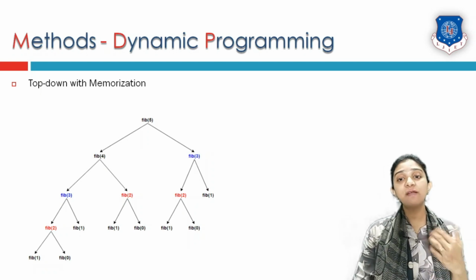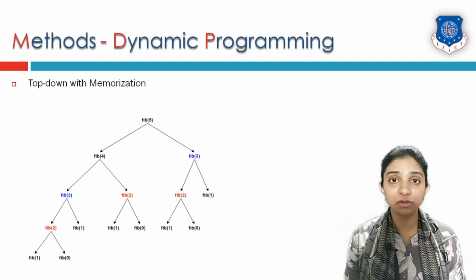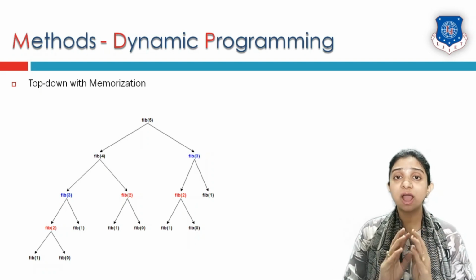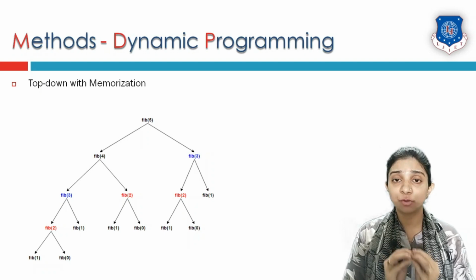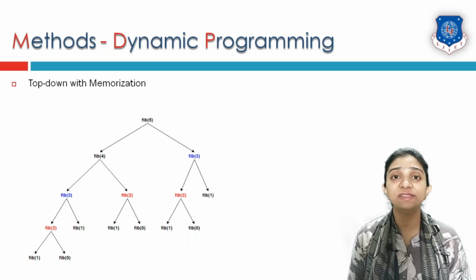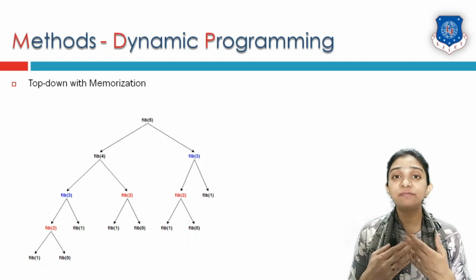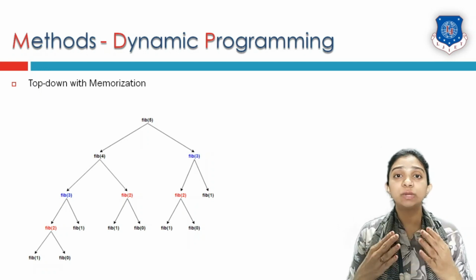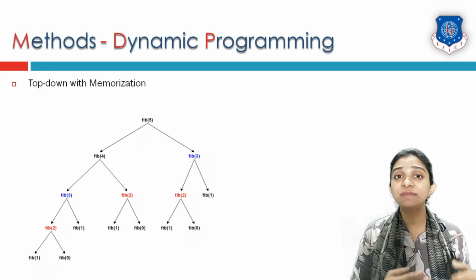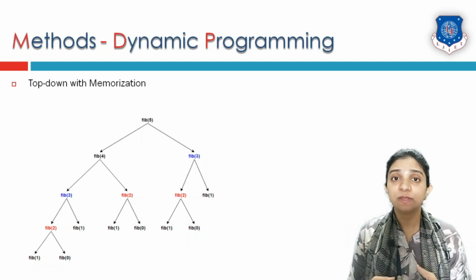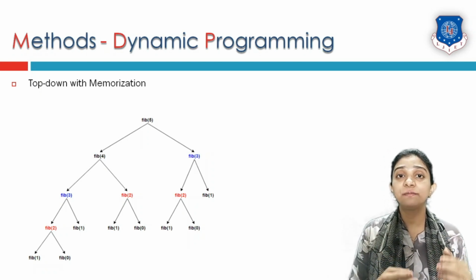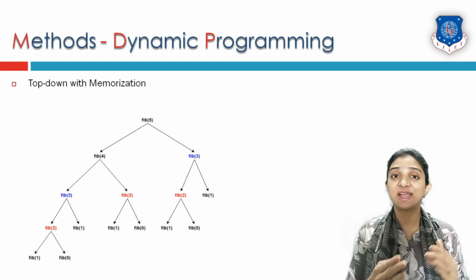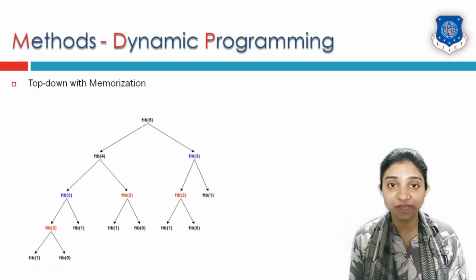We have already seen Fibonacci using divide and conquer. But if we apply dynamic programming to the Fibonacci problem, how would our problem progress? Say Fibonacci of 5 needs to be calculated. To calculate Fibonacci of 5, we must have Fibonacci of 4 and Fibonacci of 3. To calculate Fibonacci of 4, we must have Fibonacci of 3 and Fibonacci of 2. To calculate Fibonacci of 3, we must have Fibonacci of 2 and Fibonacci of 1. And to calculate Fibonacci of 2, we must have Fibonacci of 1 and Fibonacci of 0.